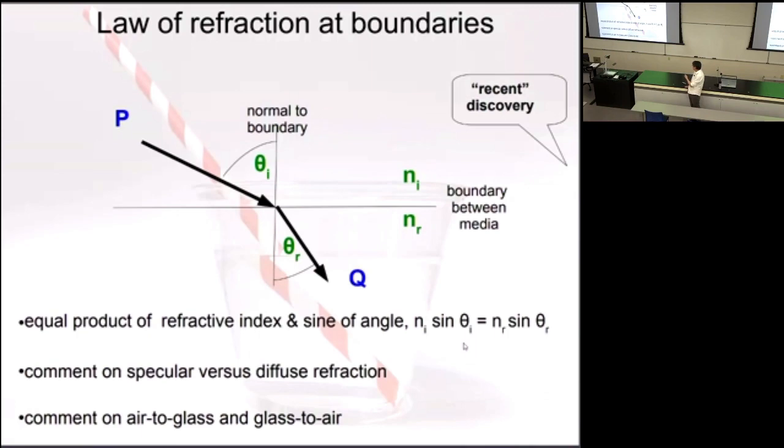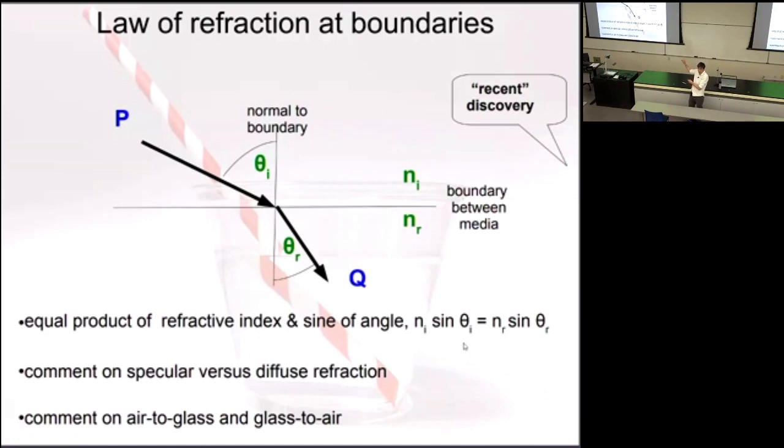I'll talk about these numbers some more, but they characterize the optical properties. So there's a number for air that describes its optical characteristics, a refractive index for air. There's a refractive index for water that describes the optical properties of water. There's a refractive index for glasses that describe the optical properties of different types of glass. And so we characterize the medium with refractive indices.